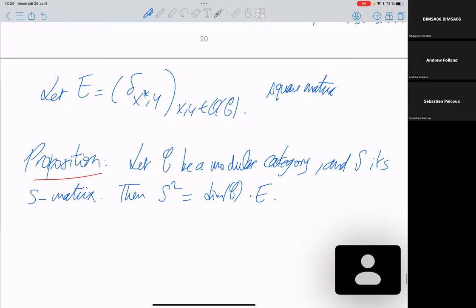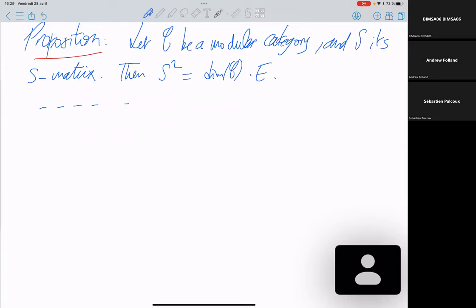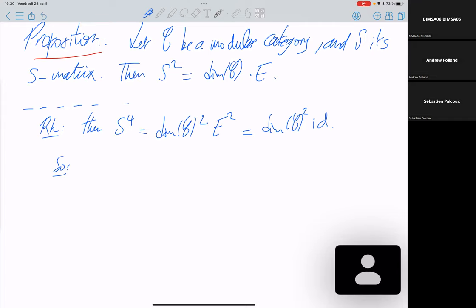Before the proof, let me mention a remark. S power 4 is dimension C square E square. But E encodes the dual structure, so E square is the identity. So it is dimension C square identity. So the inverse of S is exactly dimension C power minus 2 S cube, which is dimension C minus 2 S square S, which is dimension C inverse ES. So it can be formulated like that.